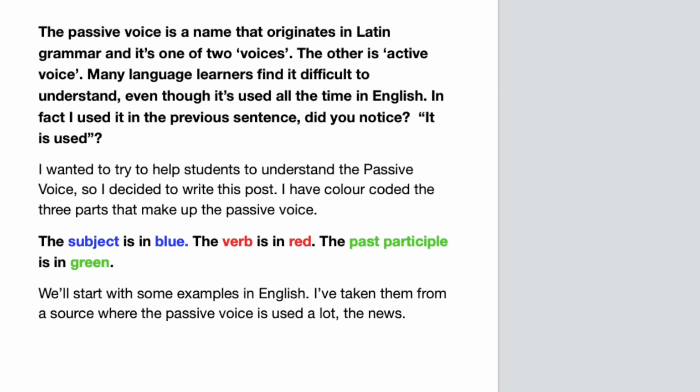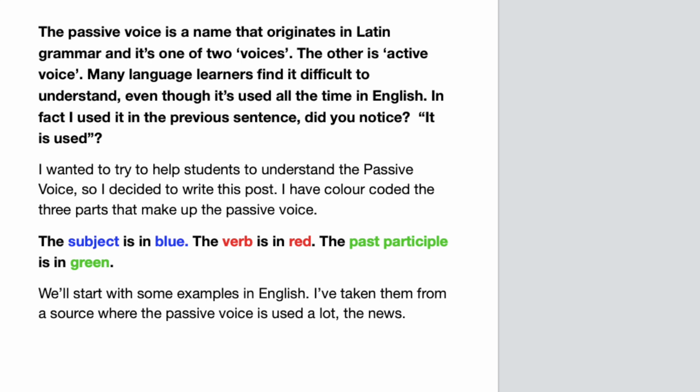The passive voice is a name that originates in Latin grammar, and it's one of two voices. The other is active voice. Many language learners find it difficult to understand, even though it's used all the time in English. In fact, I used it in the previous sentence. Did you notice? It is used.